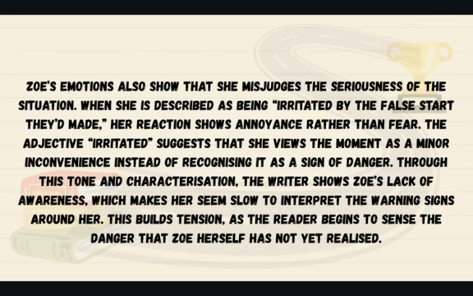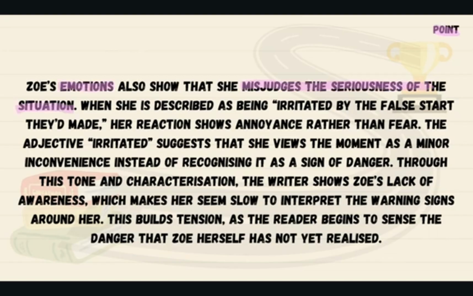This is the second paragraph, and it says, Zoe's emotions also show that she misjudges the seriousness of the situation. When she is described as being irritated by the false start they'd made, her reaction shows annoyance rather than fear. The adjective "irritated" suggests that she views the moment as a minor inconvenience instead of recognising it as a sign of danger. Through this tone and characterisation, the writer shows Zoe's lack of awareness, which makes her seem slow to interpret the warning signs around her. This builds tension as the reader begins to sense the danger that Zoe herself has not yet realised.